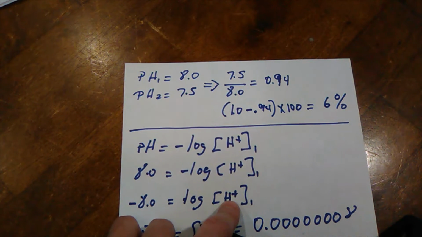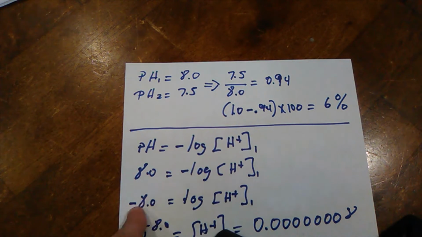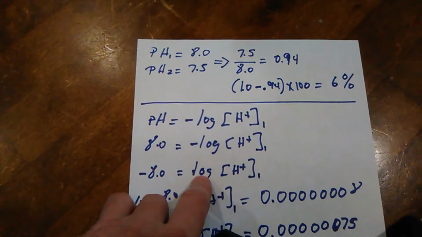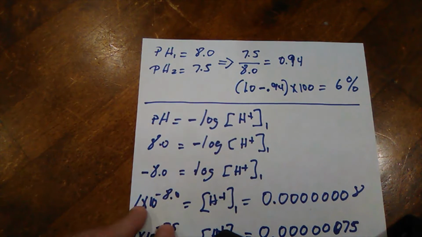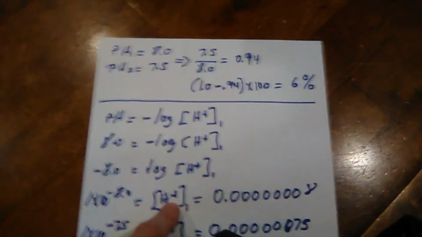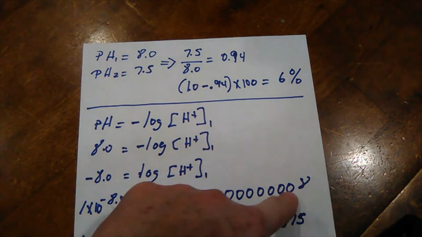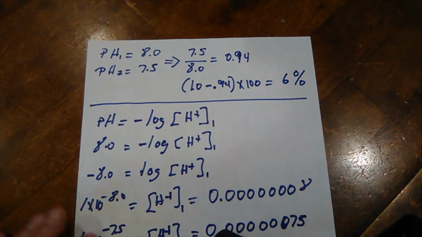Now I can solve for the hydrogen ion concentration. To do that, I multiply both sides by the power of 10. That's what this log means. This is a log 10. Multiply both sides by the power of 10, and I get 1 times 10 to the minus 8 equals the hydrogen ion concentration. Now, I've written this out here in longhand. So you've got 7 zeros and an 8. It's a very, very small number.